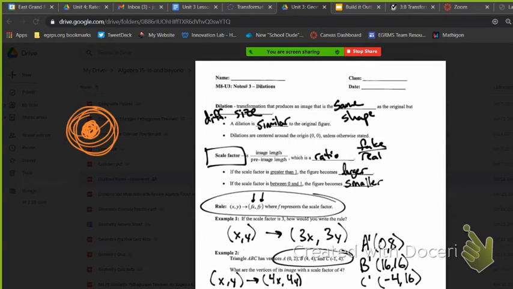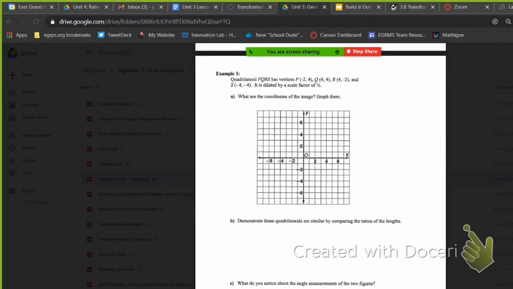Even if I don't draw it out, what do I know about my new picture compared to the old one? It's going to be bigger or smaller? Larger. It's going to be larger, yeah. You can see just by looking at the points that they're going to be more spread out. Okay, so let's check this out. That last one, we showed something getting larger. This time we have a scale factor of 1/2.